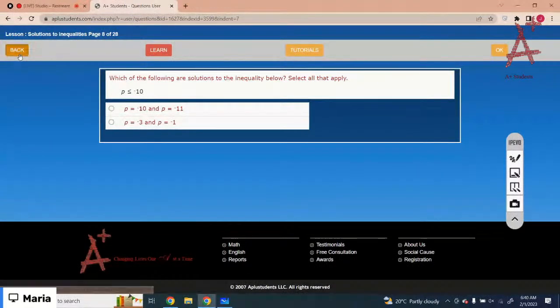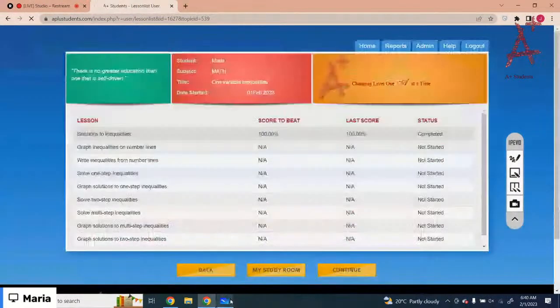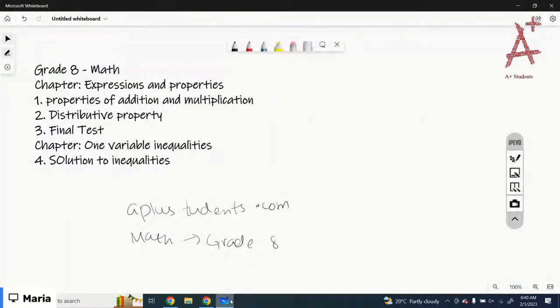Okay, you can complete the test by yourself later today. So we were working on grade 8 maths. The chapter we worked on today is expressions and properties, and the lessons are properties of addition and multiplication. Then we did the distributive property. Then we did the final test of the chapter. We have started the new chapter, one variable inequalities, and the lesson we just completed is solutions to inequalities.